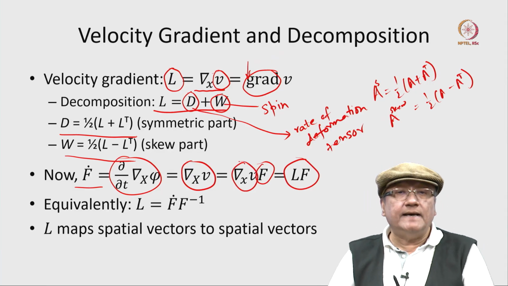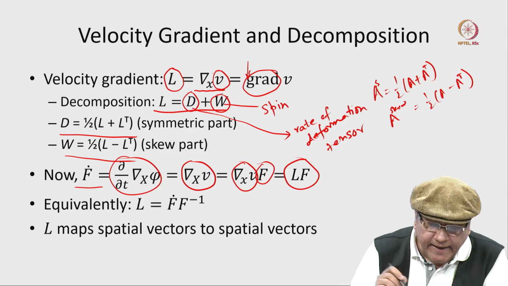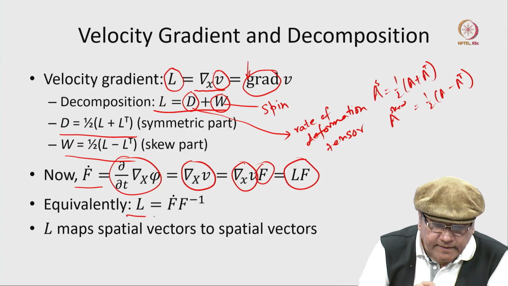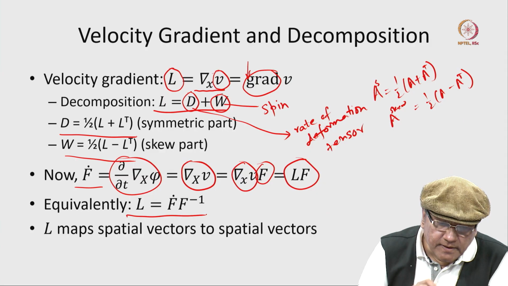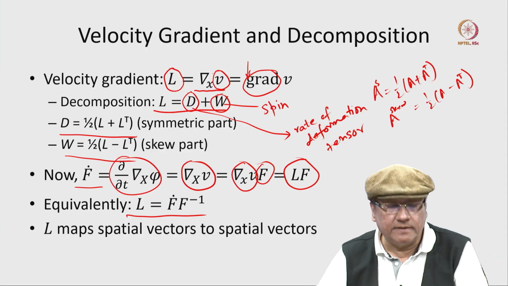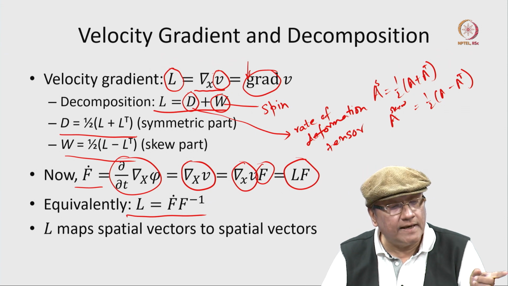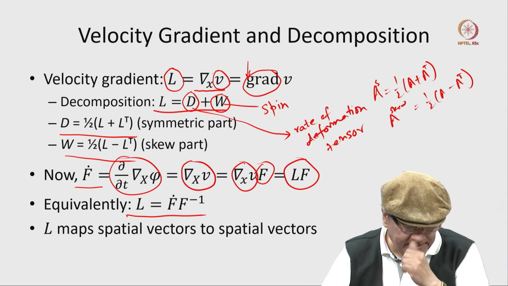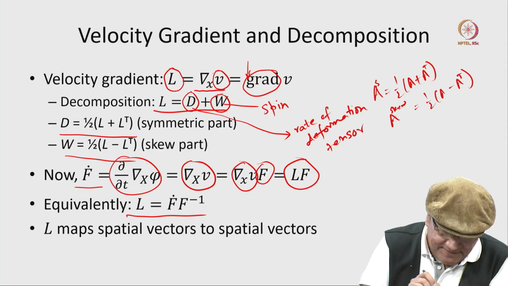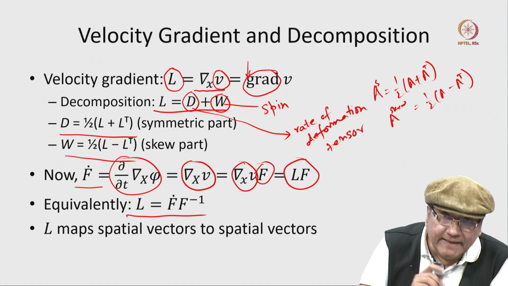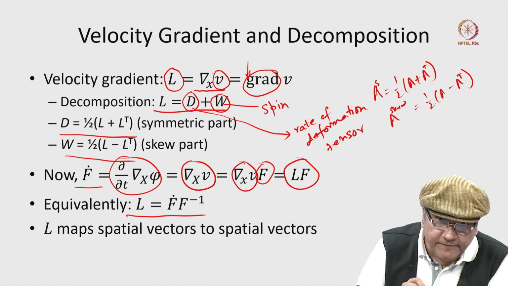So now you see that F dot is equal to LF, or L is equal to F dot F inverse, because F is invertible. This is the relationship between the rate of deformation gradient and the velocity gradient. They are related but they are not identical. F dot and L are related, but there is an F inverse coming in.